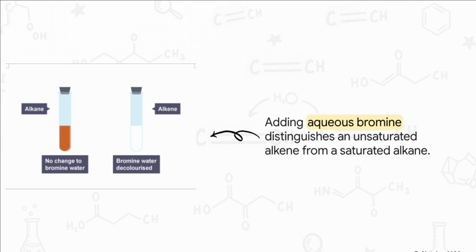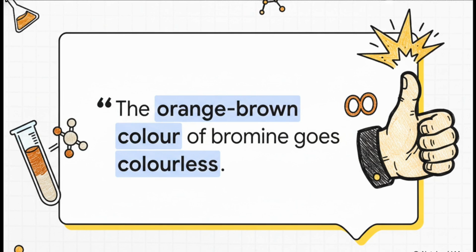And the key observation, the thing you're looking for, is this dramatic and instant color change. A positive test for an alkene is seeing that bromine get all used up in the reaction. As it reacts, its orange-brown color just vanishes, leaving you with a colorless solution. It's the definitive chemical thumbs up for unsaturation.